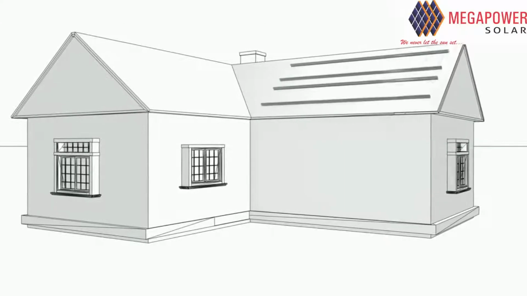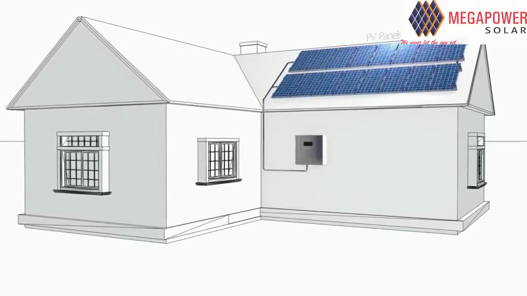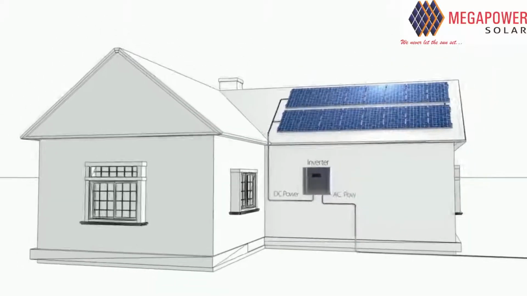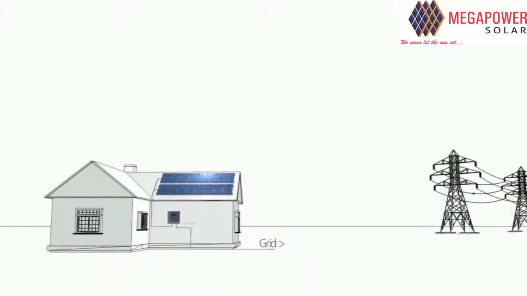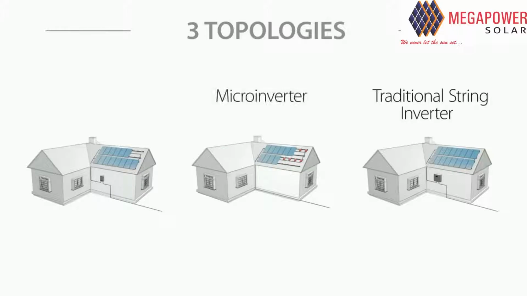A photovoltaic system consists of PV panels, which produce DC power when exposed to sunlight, and an inverter, which inverts the DC power into AC power that is fed into the utility grid.